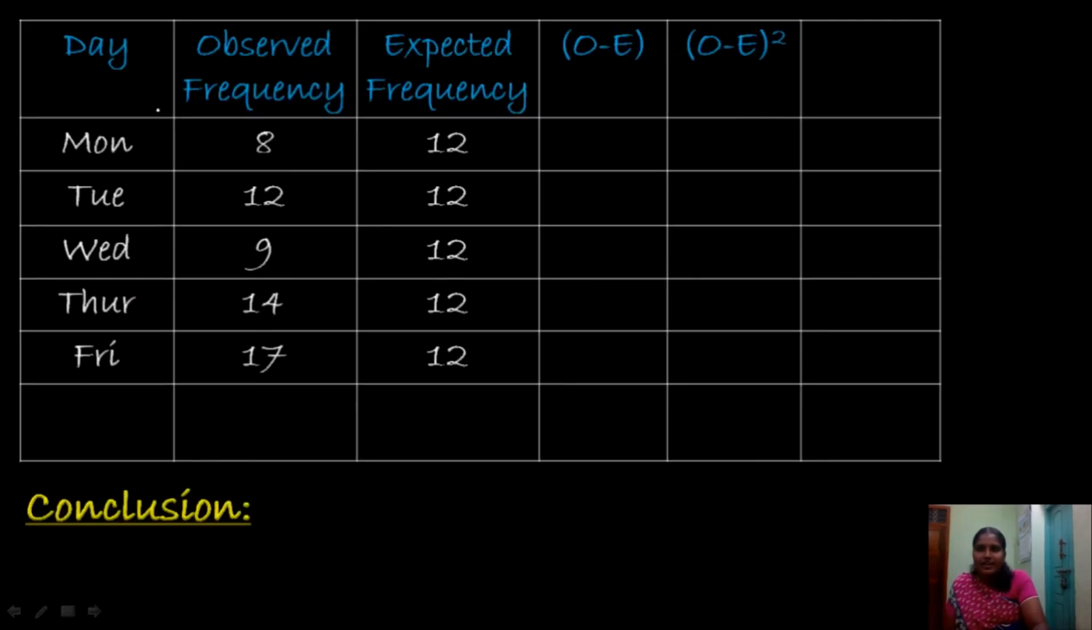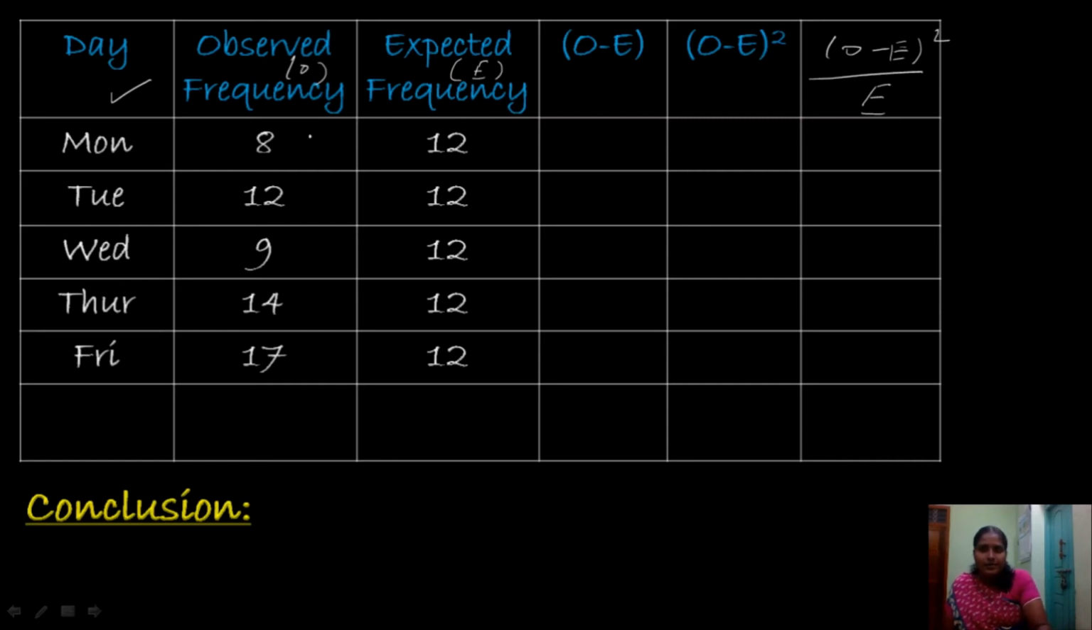To calculate the value of chi-square, let me now construct a table where the first column consists of the days of a week, the second column consists of the observed frequency that is given, and the third column consists of the expected frequency that we have calculated just now. We calculate observed minus expected frequency as the next column, then square that value and find the ratio of (O minus E) whole square over E, and this total is our chi-square value.